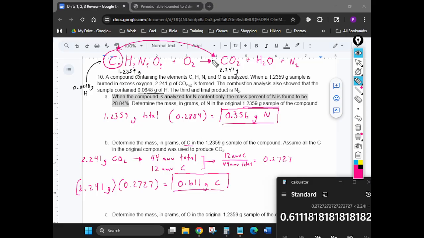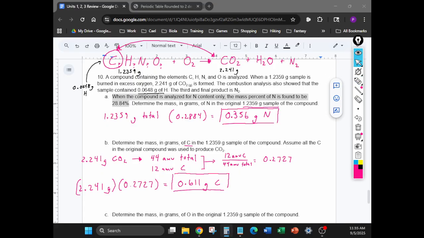And that also tells us that in the original sample, the original chemical, there was 0.611 grams of carbon as well. All right, any questions on part B? Hopefully not too bad. Once you know the percentage thing, it should be pretty easy to calculate the carbon in the original sample.